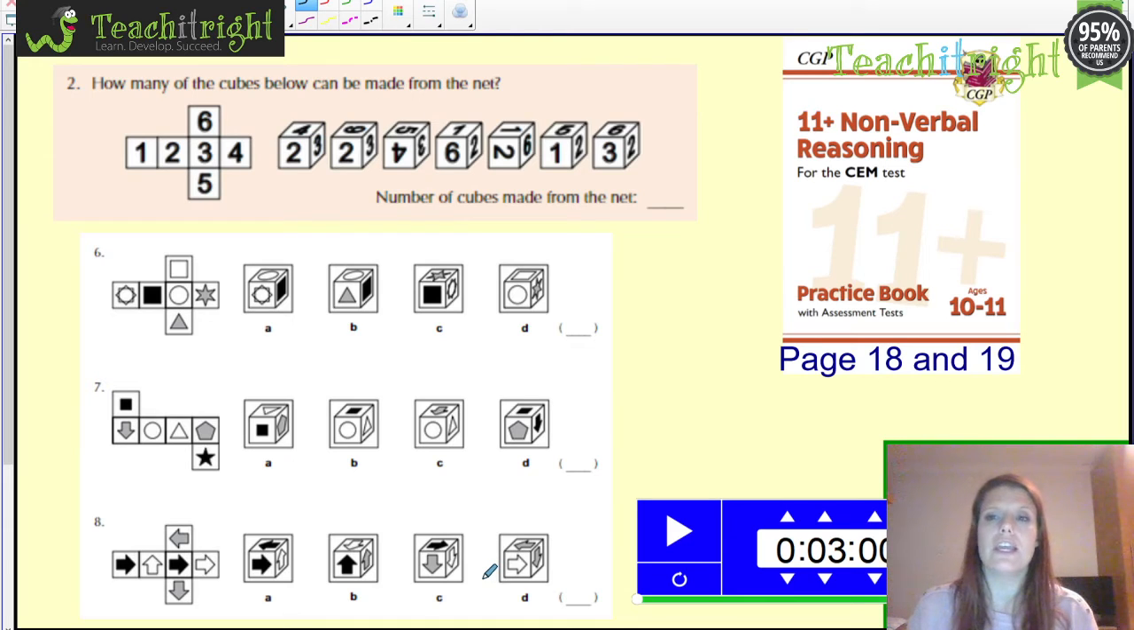First things first, we're going to look in our 11 plus NVR practice book at pages 18 and 19. And the first thing we're asked is how many of the cubes below can be made from the net? So again, you're looking at the numbers here. And let me just show you what the opposite faces will be, just to give you a bit more of a visual. So these number pairs cannot be next to each other.